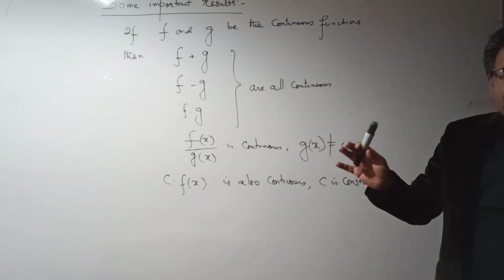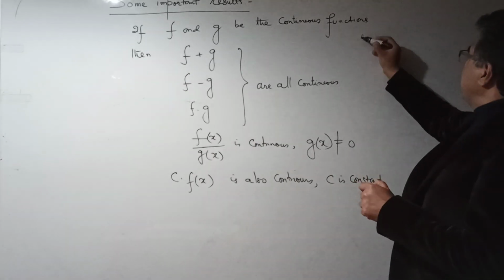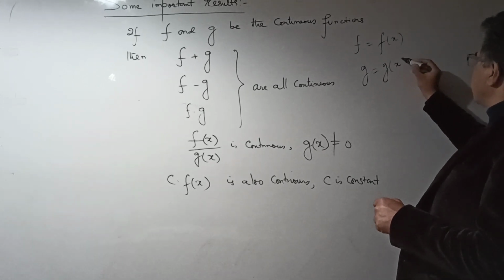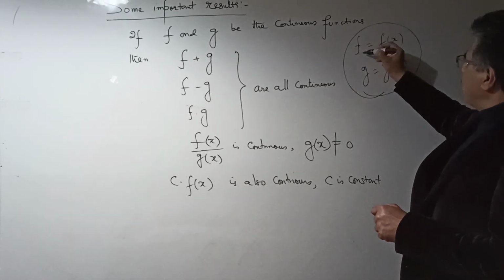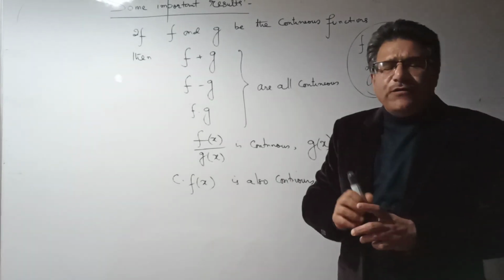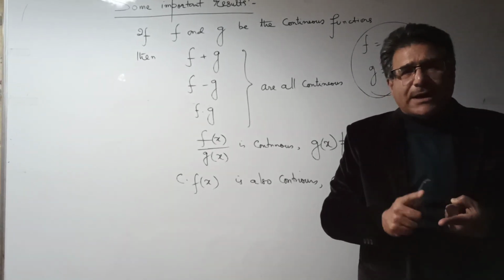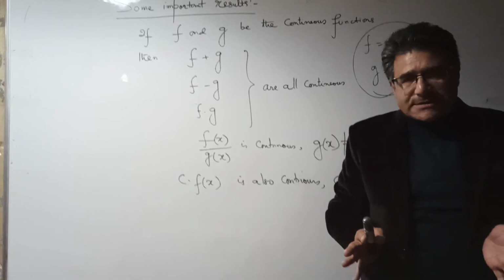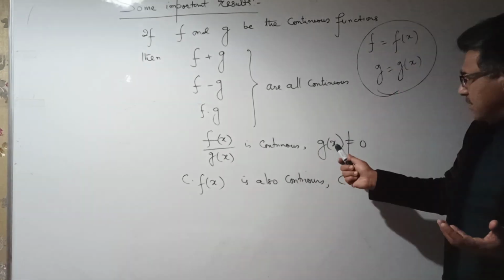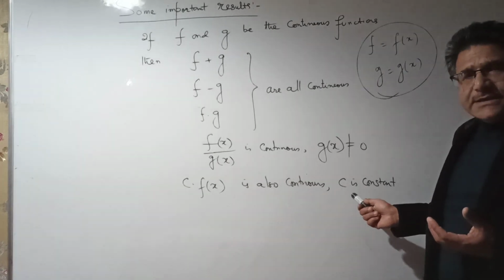So remember, if you have any two continuous functions fx and gx, so f means fx and g means gx, right? So मैंने simplified form में लिखा, instead of fx मैंने f लिखा और instead of gx मैंने g लिखा. So if you have two functions f and g, then their sum f plus g, f minus g, f into g, they are all continuous. And fx divided by gx is also continuous, but provided gx is not equal to 0. And c times fx is also continuous, where c is a constant.